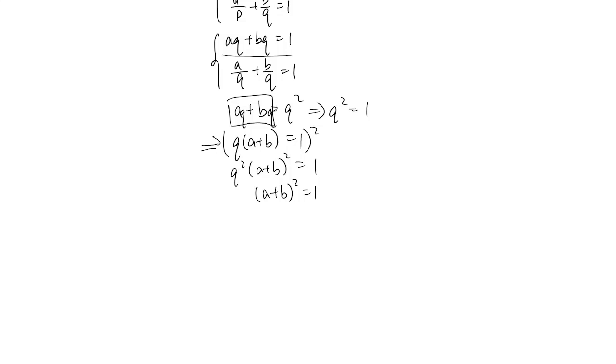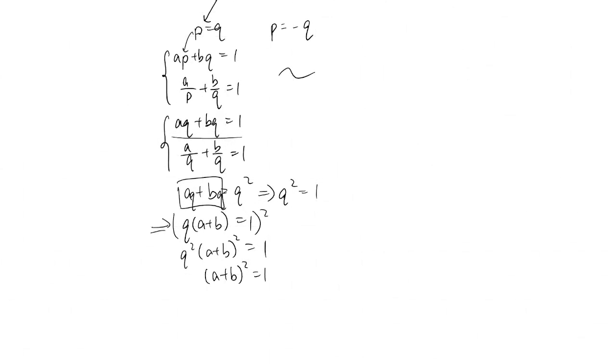Okay, so we have to do the same for p equals minus q. Same thing: we put in ap minus bq equals 1, and a on p minus b on q equals 1. Let's use p, so ap minus bp equals 1, and a on p minus b on p equals 1.